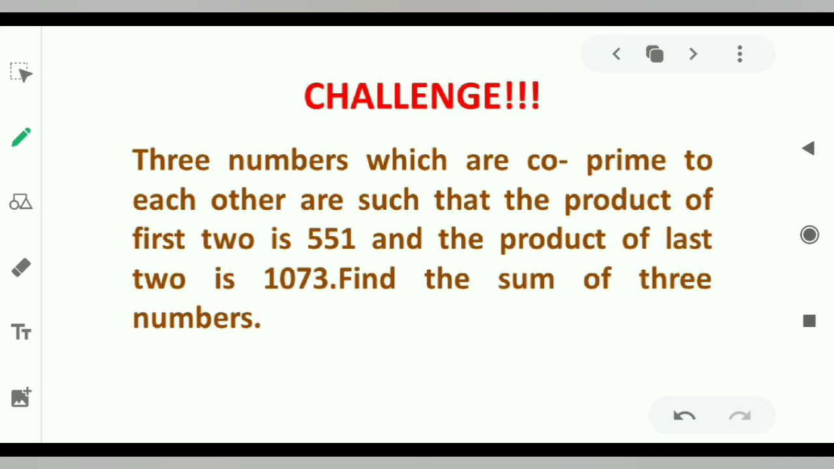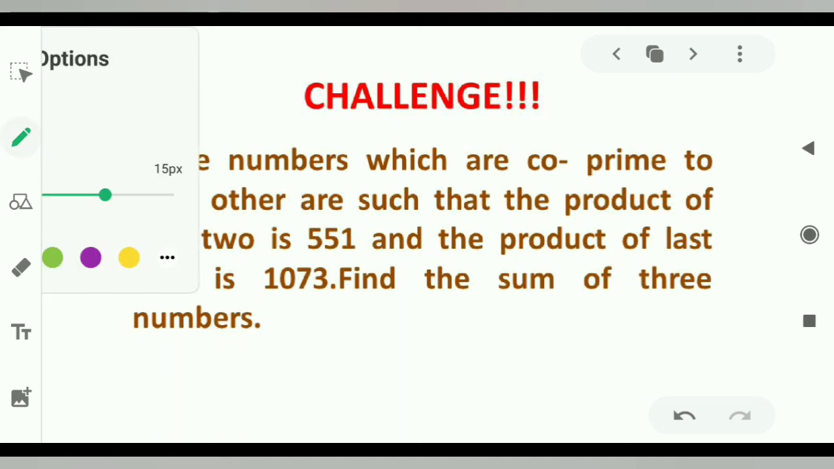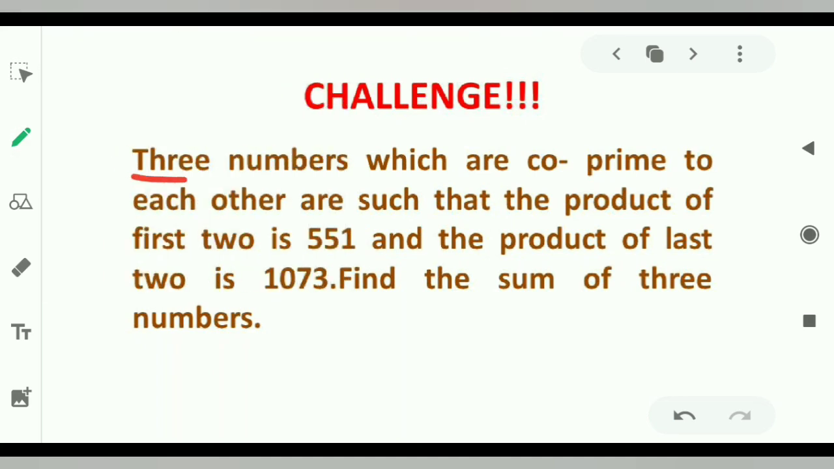Let me quickly tell you what is given in the question. Here it is given three numbers which are co-prime to each other. Hope you know the property for co-prime. If two numbers are said to be co-prime, then what does their HCF equal? I'll not say, I hope you know. If not, please revise the HCF and LCM concepts.